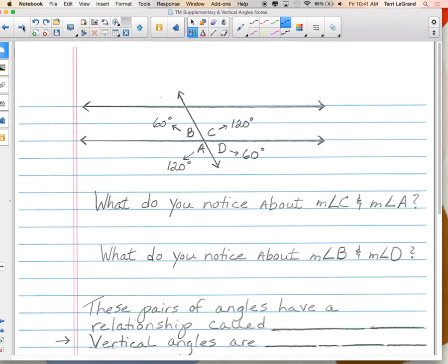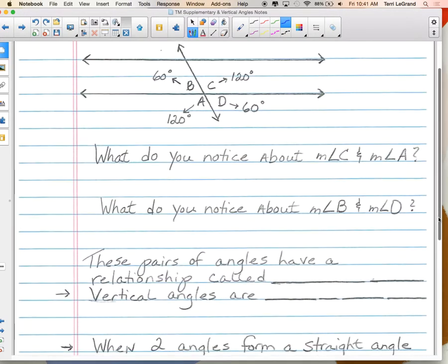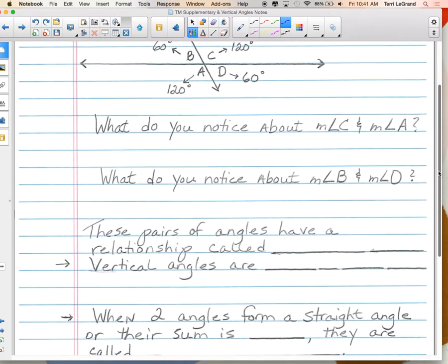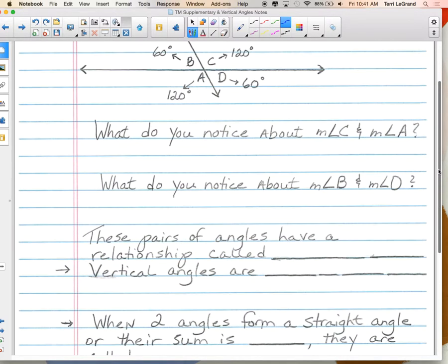Since we found all four angle measures now, I've recreated the drawing and I've put those four angle measures in our drawing already. And I want you now to answer this question. What do you notice about the measure of angle C and the measure of angle A? Harley? They're the same.